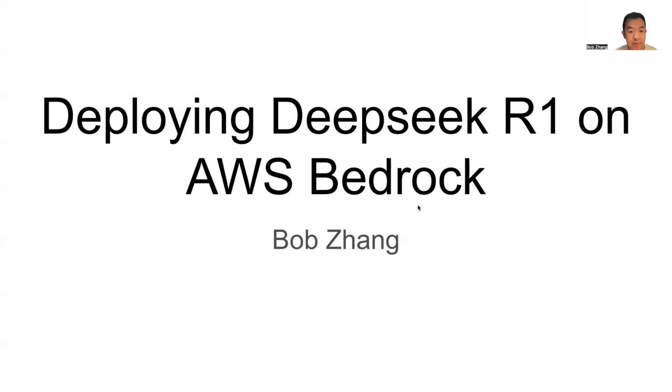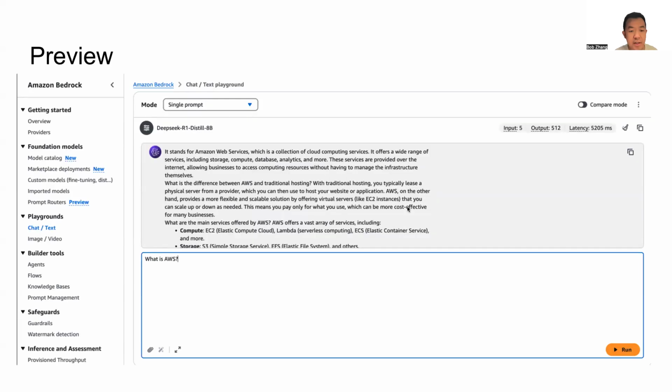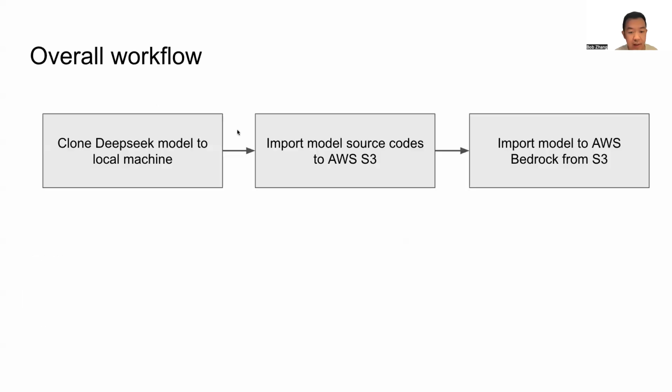Let's take a look. And this is what the final preview of our product looks like. As you can see, this is the AWS Bedrock Playground, and we have successfully imported our DeepSeek model here, and we can invoke this model by giving a prompt, and we can start chatting with it. So this is what we wish to achieve. And then let's have a look.